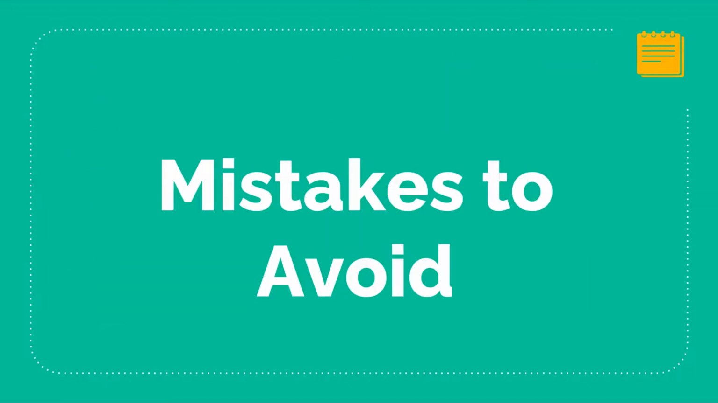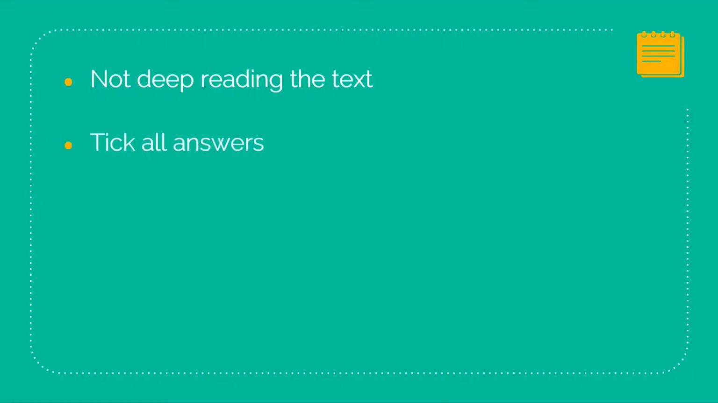And lastly, let's quickly look at what mistakes you need to avoid. Mistake number 1. Not deep reading the text. You must deep read the text at least once to correlate with the answer options given. Failing to do that, you will not be sure if your selected answers are correct. Mistake number 2. Tick all answers. Never do that. You will get 0. Instead, select 2 answers if you are confident. If you are not confident, just select the one you are confident about. At least you will get 1 point.